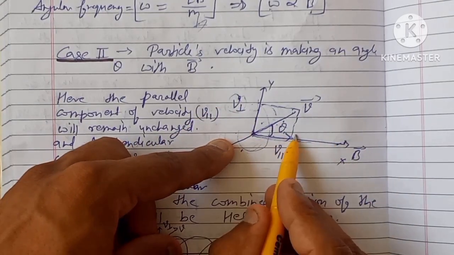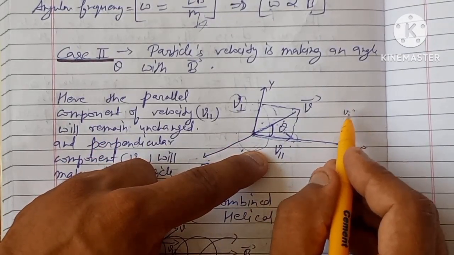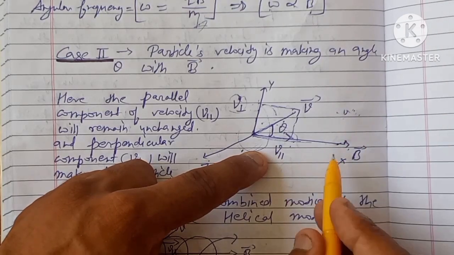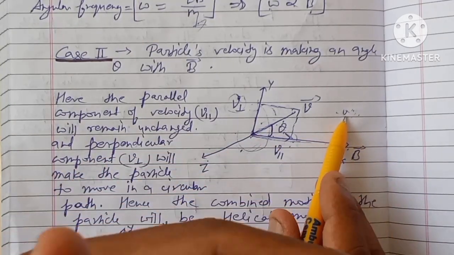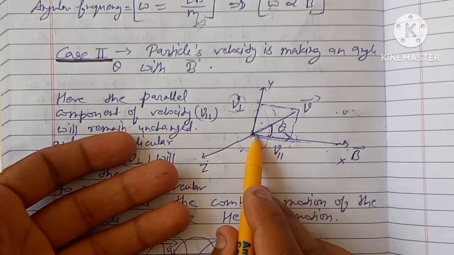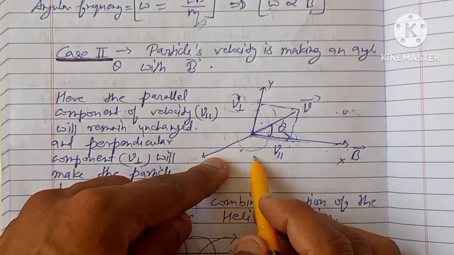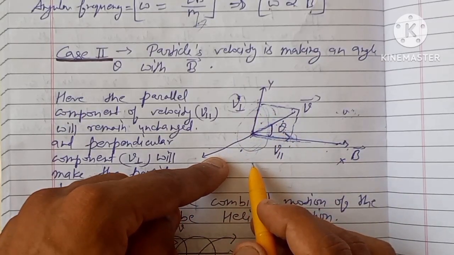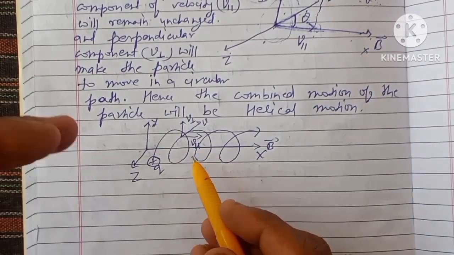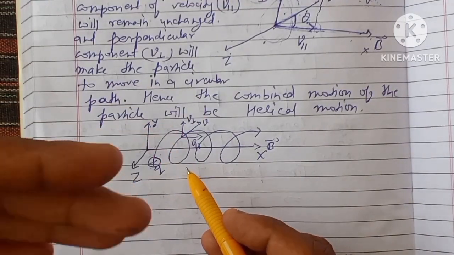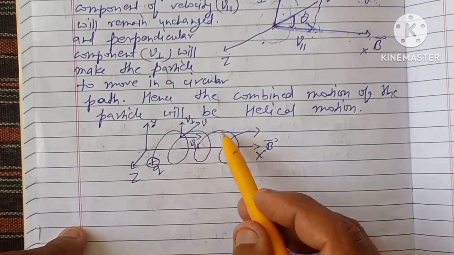This component will make the particle's path a circle. But what about this component? Since here v is parallel to B, and since the force is qvB sine theta, theta is 0 degrees and sine 0 is 0. So if the velocity is parallel, the magnetic force will be 0. So this parallel component will be unaffected by the magnetic force, but the perpendicular component will make a circular path of the particle. So the combined motion of the particle will be like this. The particle will make a circle and also go forward in the direction of the magnetic field. This path is called a helical path.